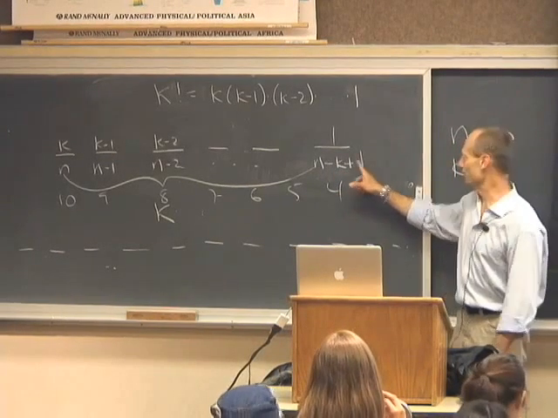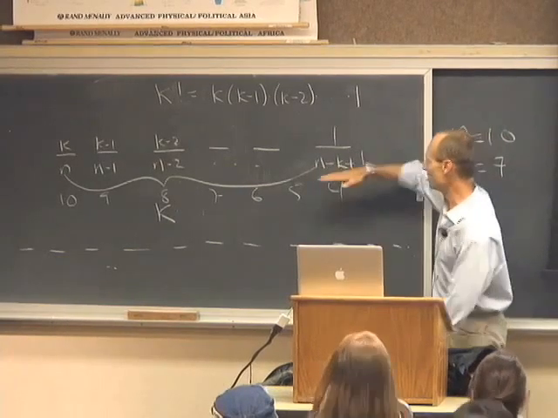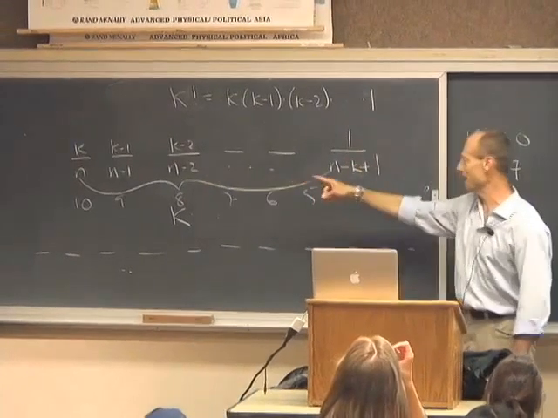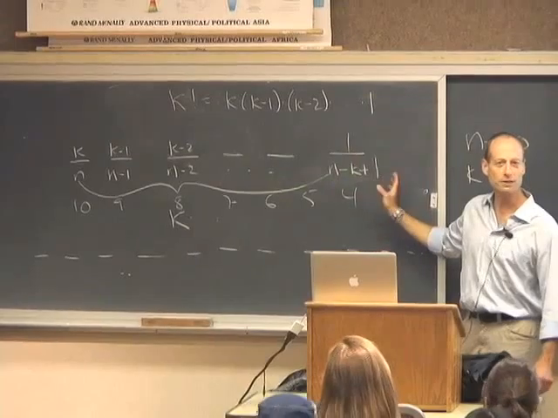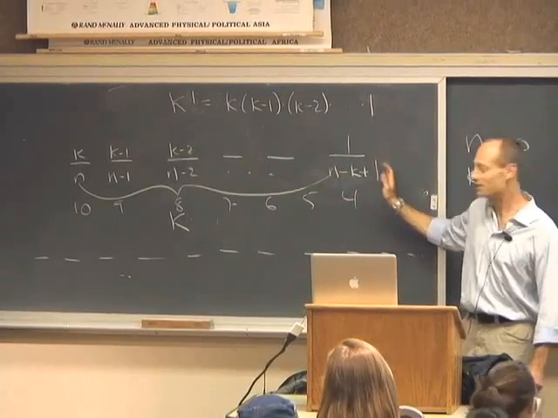Okay, so there are k terms in this list, n minus 1 on down to n minus k plus 1. Okay, that's why it ends there.